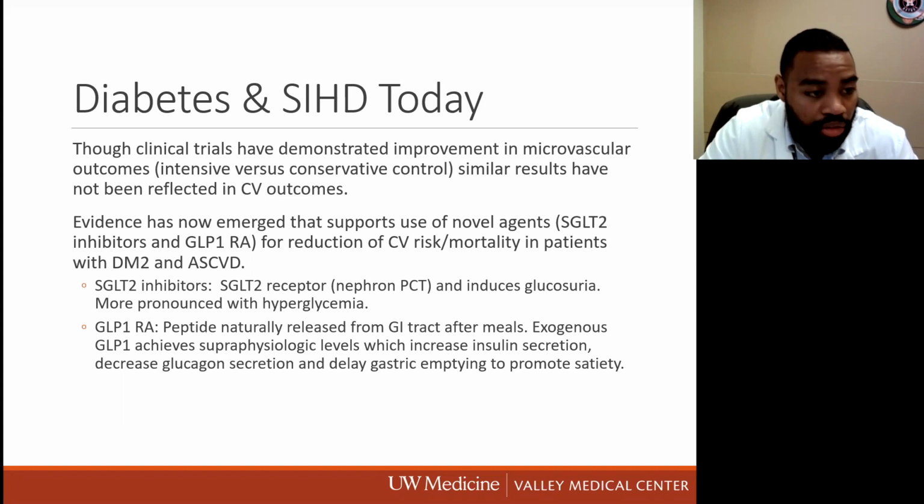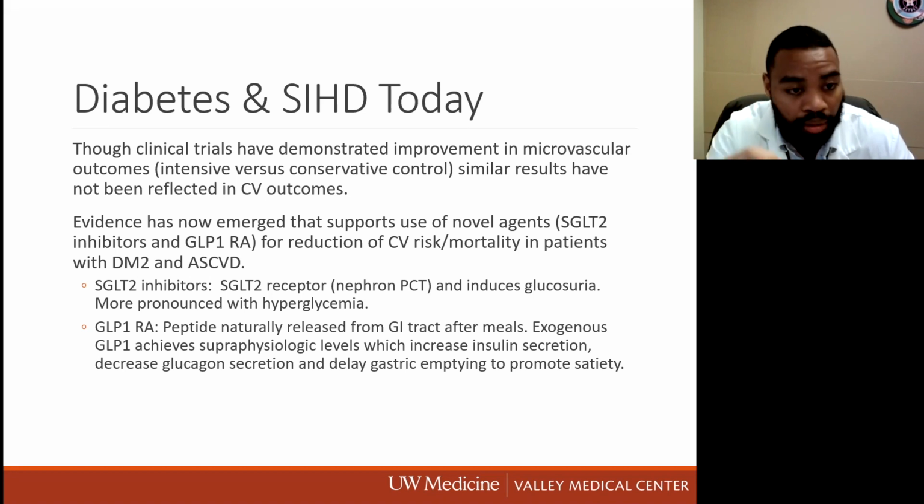So our SGLT2 inhibitors, basically they work on the SGLT2, sodium glucose-like transporter 2 receptor on the proximal convoluted tubule of our nephrons. And basically what this receptor does is it absorbs glucose. So when you block this receptor, you allow more glucose to be delivered to the kidneys in the proximal convoluted tubule, and more glucose is excreted, which induces glucosuria.